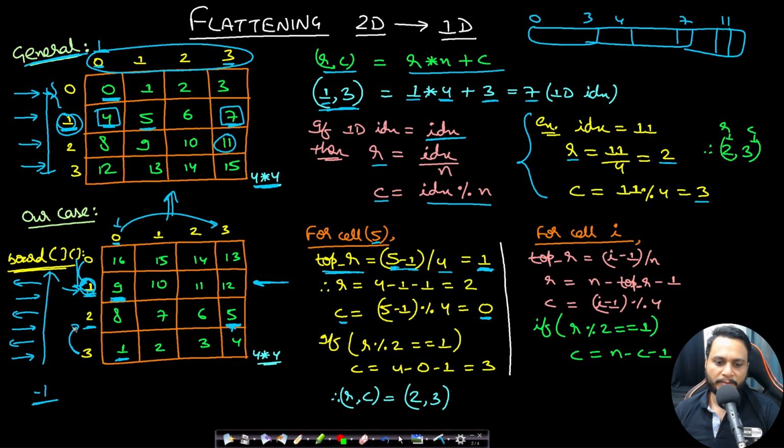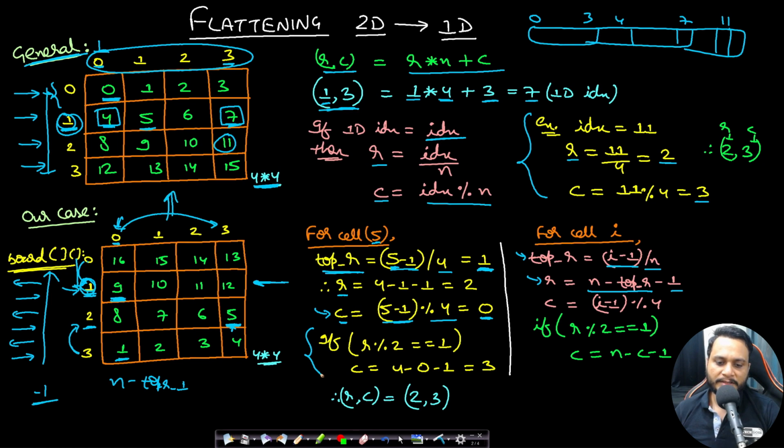But if you count from the bottom, the actual row number will be n minus top row minus 1. You see here, the top row will be, if you have index I, then it is index I minus 1 by n. And so when you count from the bottom, it will be n minus top row minus 1. Similarly, for the column, you can simply calculate the column by doing the offset 5 minus 1 mod of 4, which is 0, 0th number column.